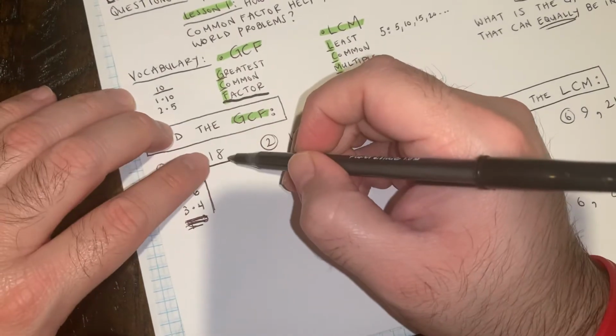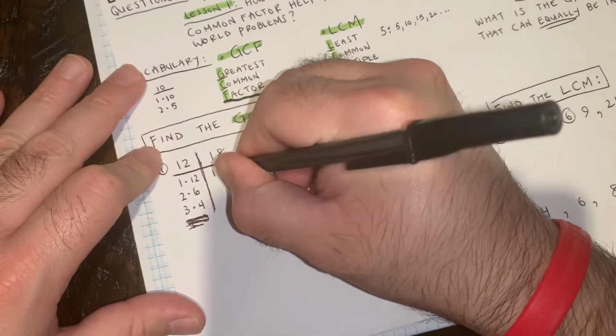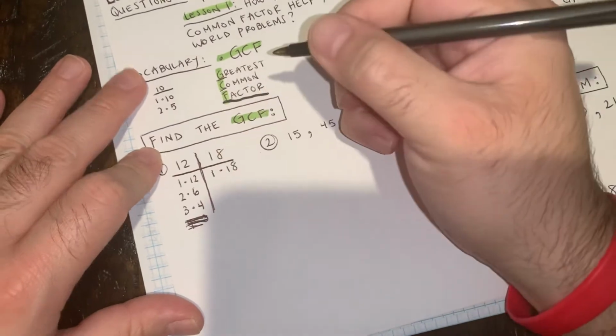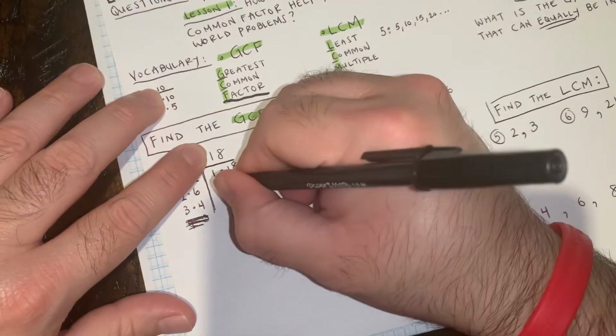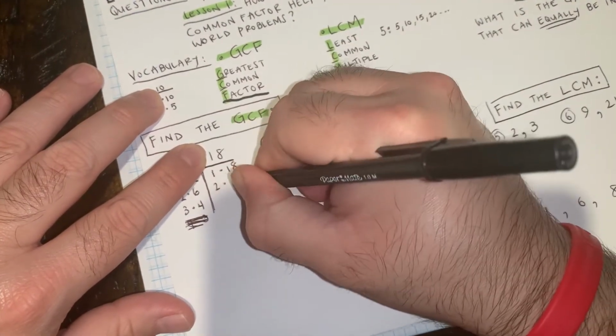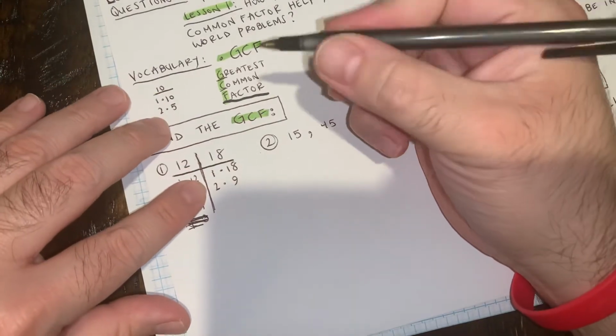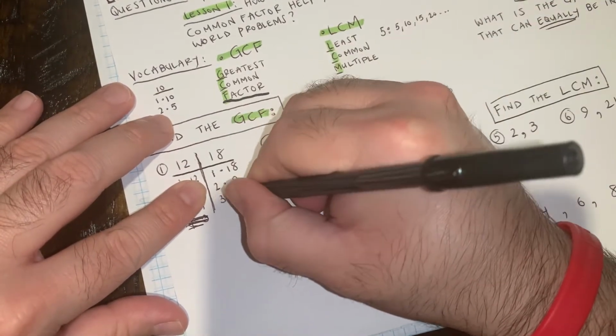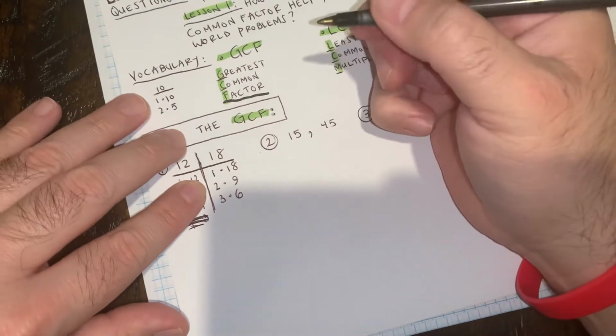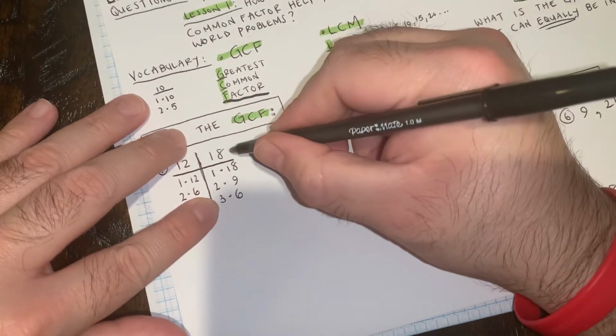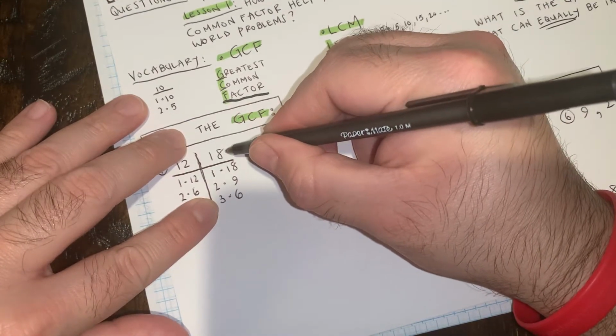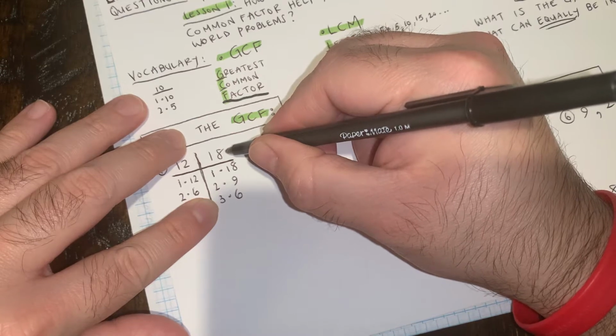Now let's do the same thing for 18. Starting with 1. 1 times 18. Does 2 go into 18? Yes. It's going to be 2 times 9. Does 3 go into 18? Yes. That's going to be 3 times 6. Does 4 go into 18? Can you divide 18 by 4? No. So we can't put a 4.